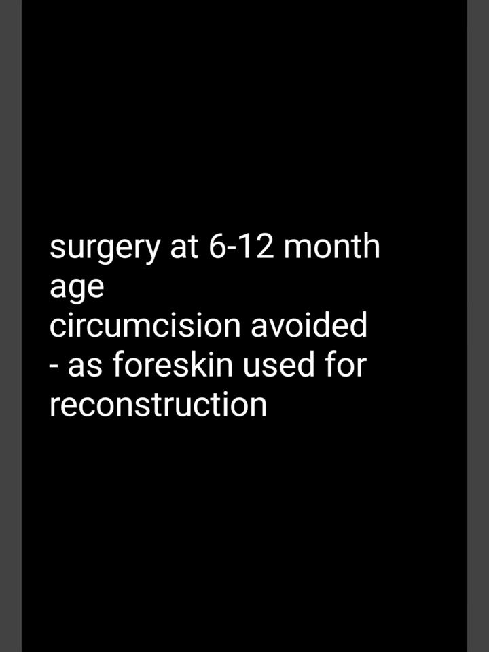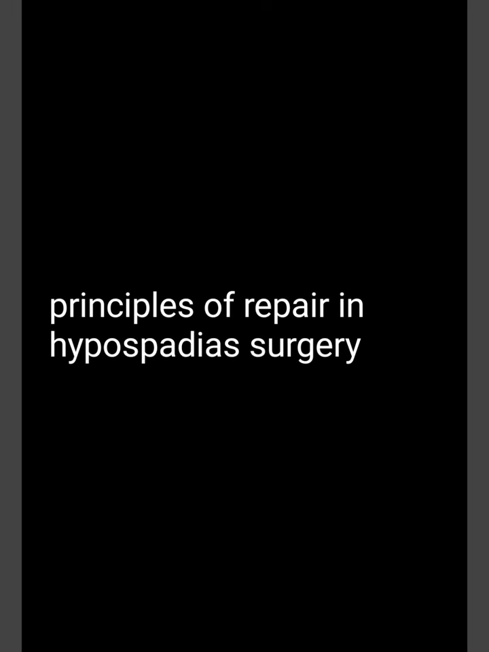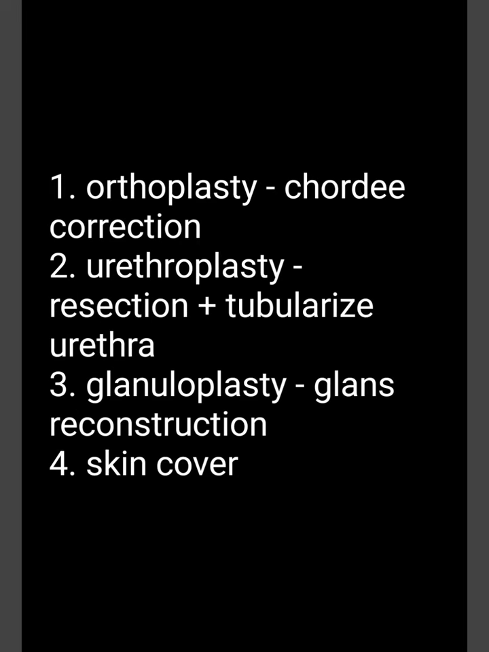Management of hypospadias: surgery at 6 to 12 months of age. Circumcision is avoided, as foreskin is used for reconstruction. Principles of repair in hypospadias surgery: 1. Orthoplasty, chordee correction. 2. Urethroplasty, resection plus tubularize urethra. 3. Glanduloplasty, glans reconstruction. 4. Skin cover.